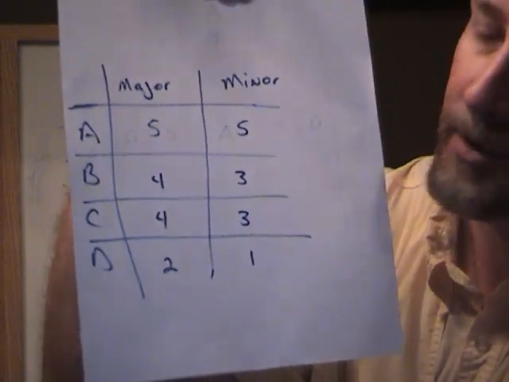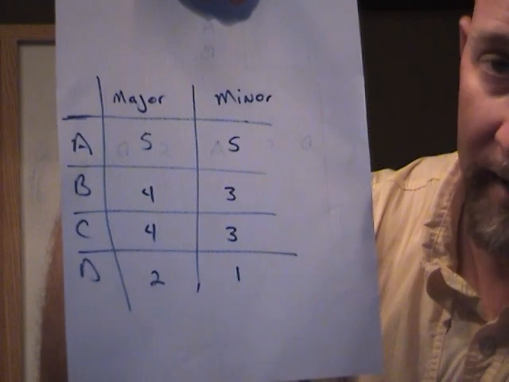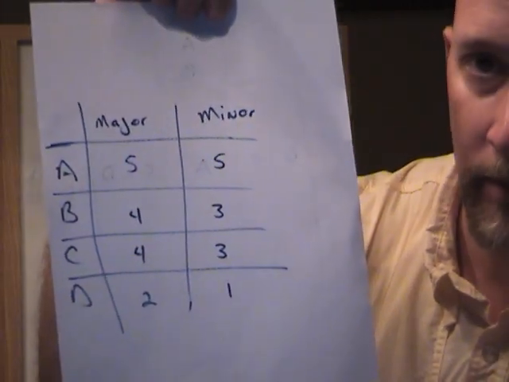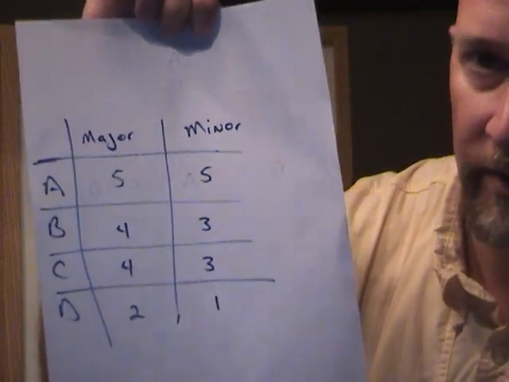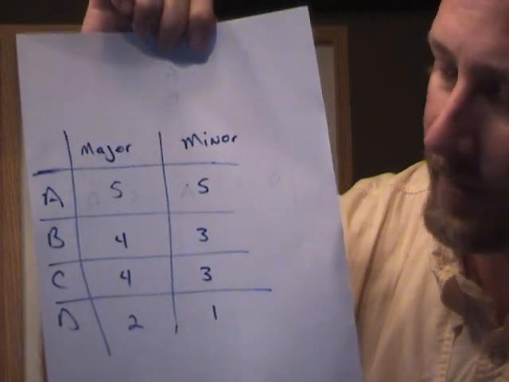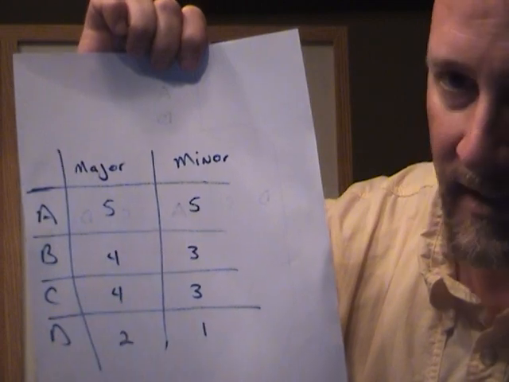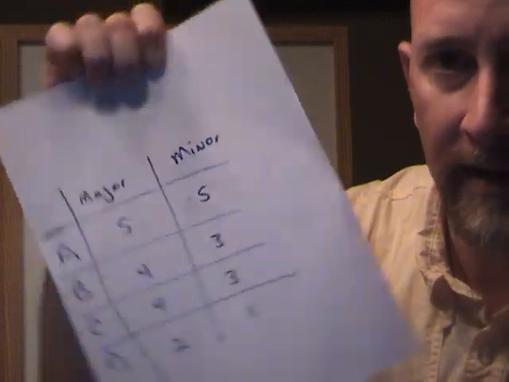You have two power factors, major and minor. In both major and minor, an A zone hit is worth 5 points. But a B zone hit is worth 4 points for major power factor, only 3 points for minor power factor. A C zone hit, again 4 points for major power factor, 3 points for minor power factor, and a D zone hit, 2 points for major power factor, 1 point for minor power factor.